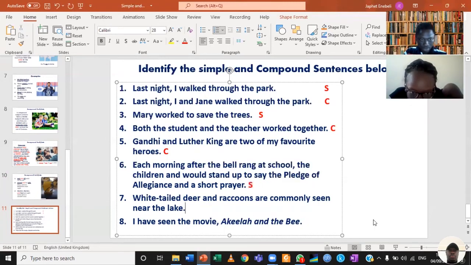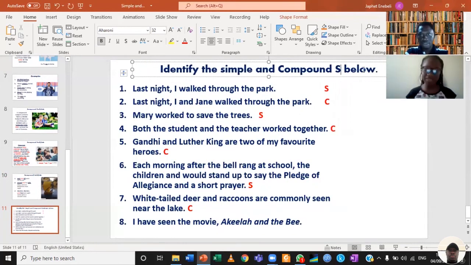Then number 7. White-tailed deer and raccoon are commonly seen near the lake. That's compound. Yes, this one is. I have seen the movie Alakai and the Bee. Have you seen it actually? Yes, I actually did. Okay. So number 8, is it simple or compound subject? It's compound. No.